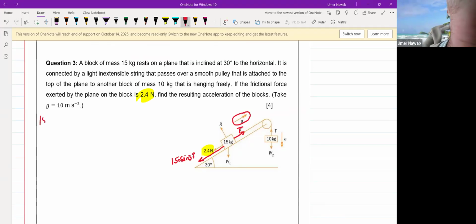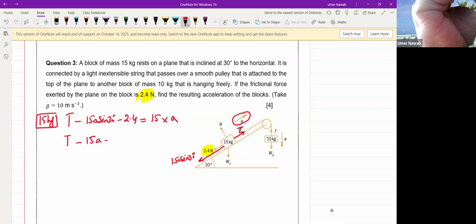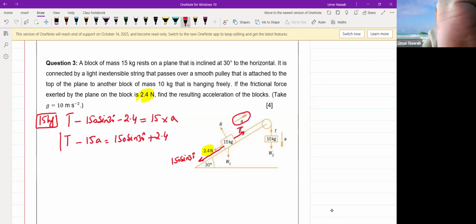Newton's second law for 15 kg: tension minus 150 sine of 30 minus 2.4, the friction, is equal to mass 15 times A. So then T minus 15A is equal to 150 sine of 30 plus 2.4. So this is your first equation, which you derived from the 15 kg.